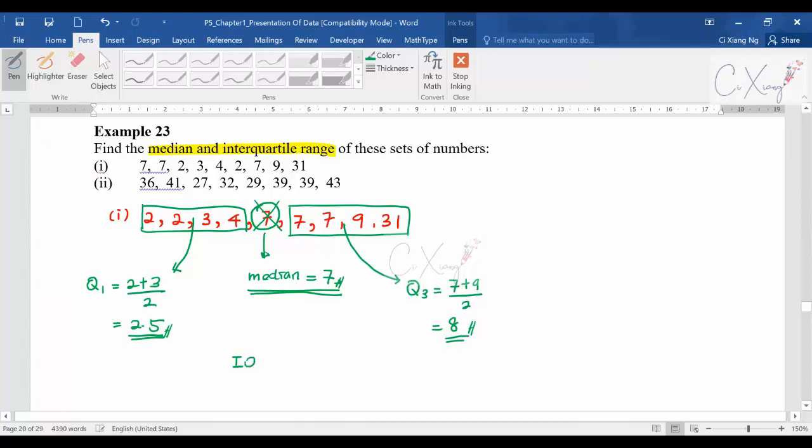And after that, don't forget about the IQR. So for IQR, what is it? So you should have 8 minus 2.5 and in the end you get 5.5 as your IQR.